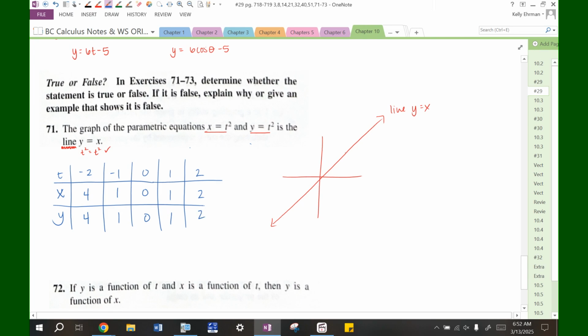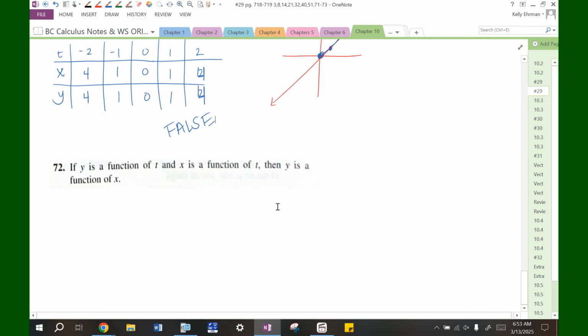So plot those points. Here's 4, 4. Here's 1, 1. Here's 0, 0. My line's supposed to be going through that. And then I'm back to 1, 1, and 4, 4. And 4, 4 again. See how we can never get, if x is t squared, x is always greater than or equal to 0, and y will always be greater than or equal to 0. We'll never get this section of the line. So the only thing that we actually have is a ray, y equals x. Again, we're splitting hairs. It gives the relationship y equals x, but it's not going to be a full line. So this is false.